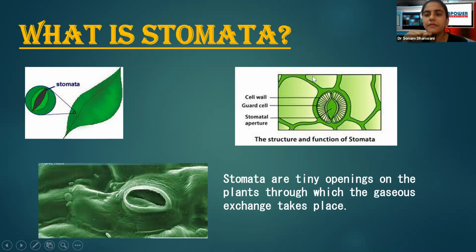Yes, they resemble the kidney shape. So these 2 cells are the kidney shaped cells, or you can say the bean shaped cells, which are known as the guard cells. Okay, guard cells. These 2 cells, and the stomata is the aperture which is in the center.